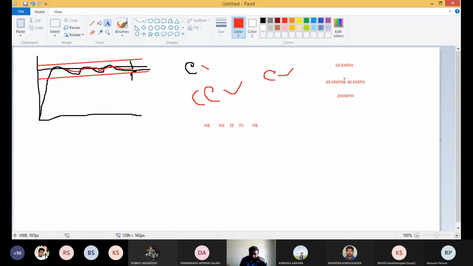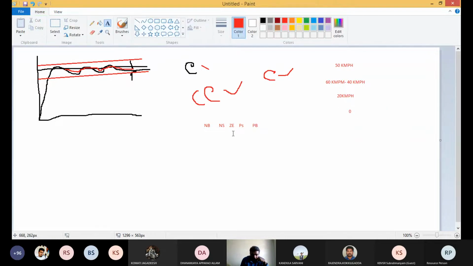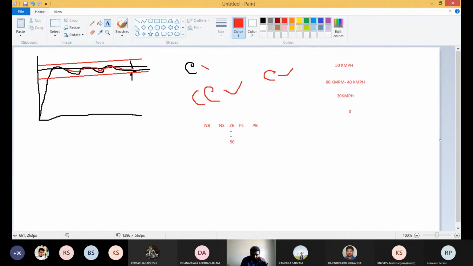So that means if 50 is our required value, at 50 I am getting zero error. For example, at 50 kilometers I am taking the zero error. So what is the positive small?